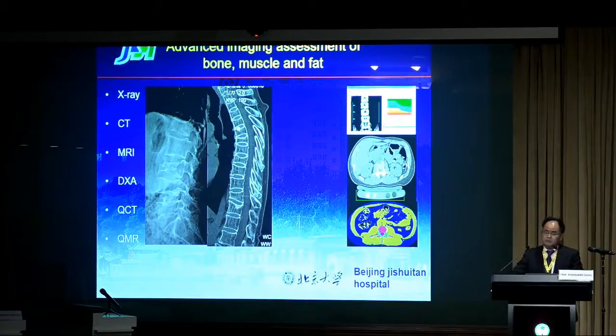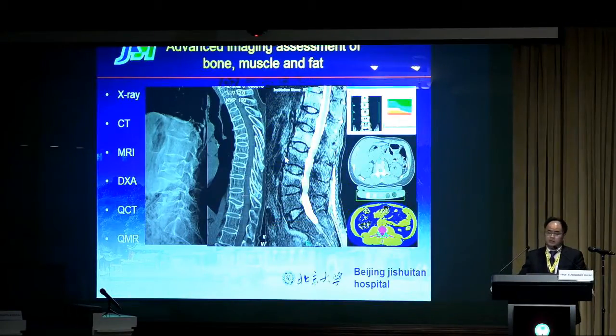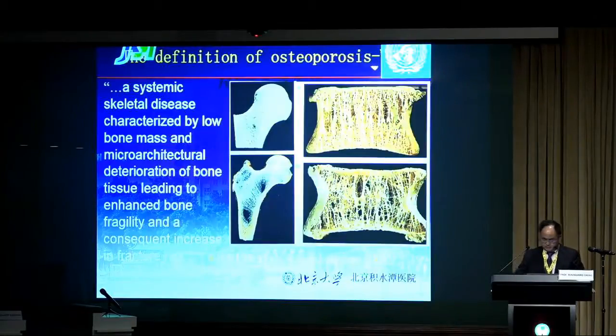And of course, with CT scan, we can do MPR, and we can clearly show you the vertebral fractures. And of course, we can have MRI, and it will show you the change in the vertebrae, and you see there's a microfracture. This is a fat suppression sequence, and you see this microfracture within the vertebrae. And this shows we can use DXA to measure the density of the vertebrae. We can use QCT to measure the density of the vertebrae, and of course, we can measure the muscle, and we can measure the fat.